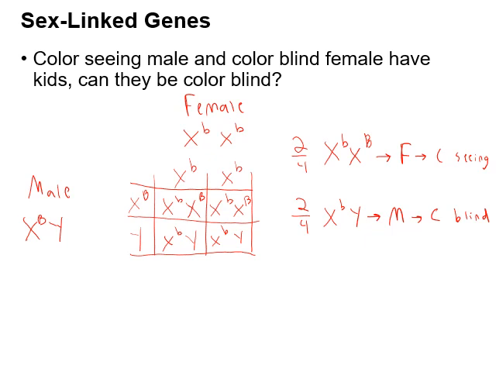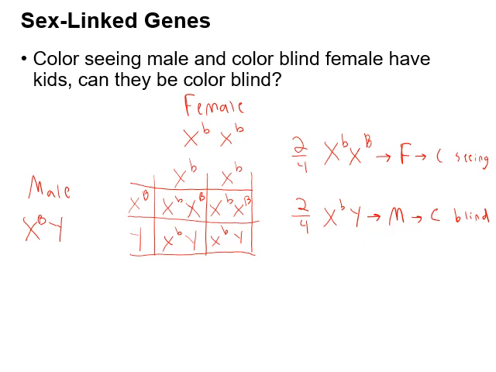So what this tells us is any female that is colorblind, if she has sons, all of those sons are going to be colorblind. There's no way for them not to be colorblind. So if you're a female that is colorblind and you're going to have kids, if they're sons, there's just no chance that they're not going to be colorblind; they're destined to be colorblind. And this brings up a really important point.